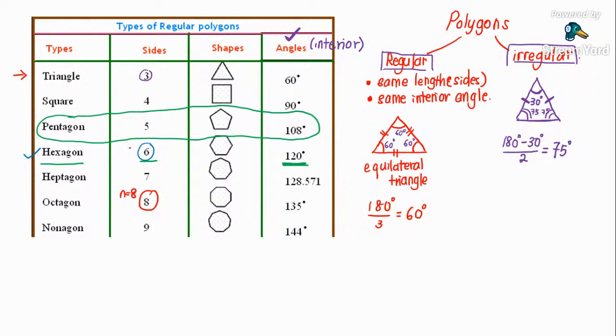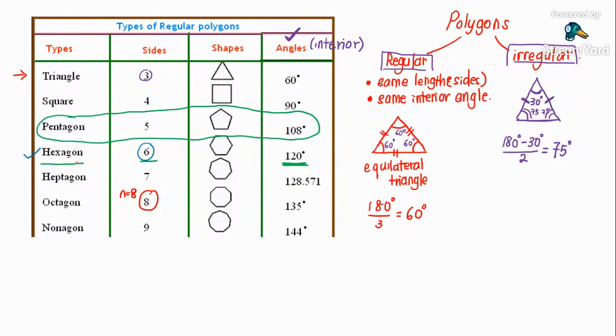So it means that you need to memorize all the names over here. For example, if I give you a six-sided polygon, you must know the name is hexagon. And please make sure that when you are answering in the exam, the spelling is correct. You will be given marks for correctly spelled names of polygons.